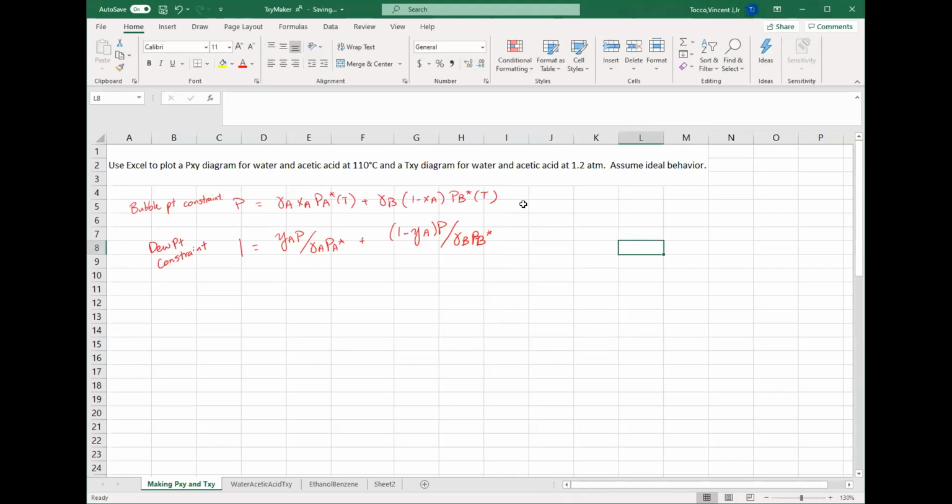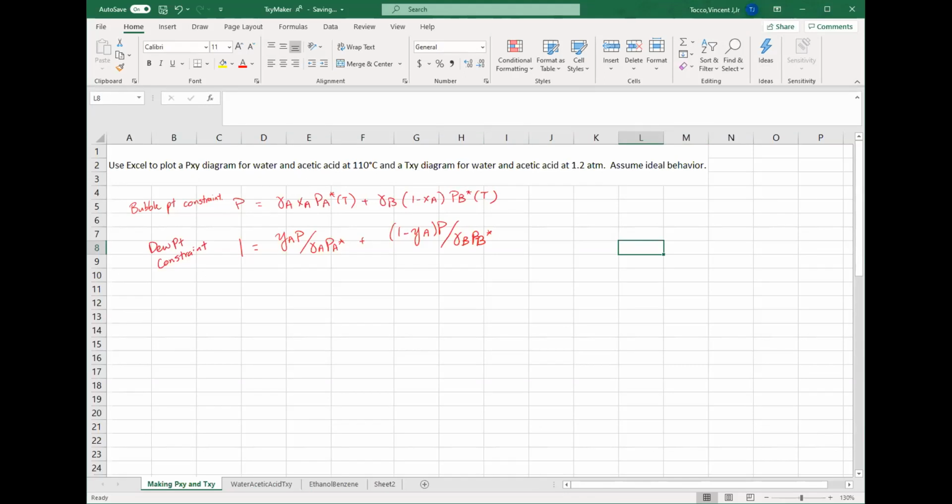Making a PXY or a TXY plot entails plotting the bubble point and the dew point curves for both situations. So from my OneNote notebook, I've taken the equations that I derived in class for my bubble point and my dew point constraints. Let's start with the PXY diagram, since that one's going to be a little bit easier since temperature is set.